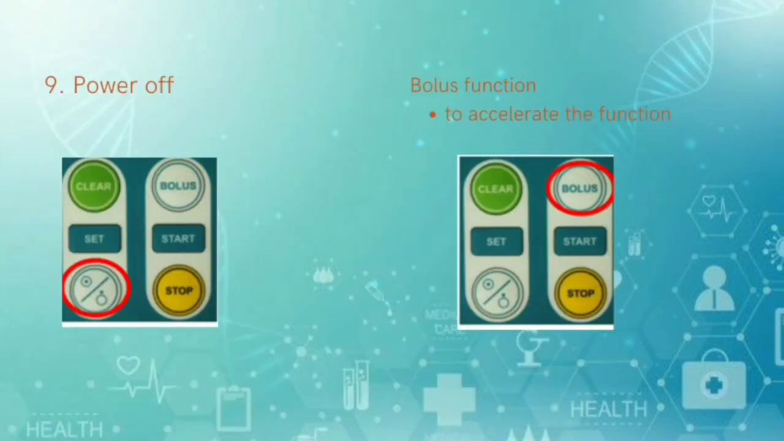Next step is power off. To switch off the power, press the power button for a few seconds. Bolus function. This function is used for accelerating the injection. We can get maximum pump rate by using this function.